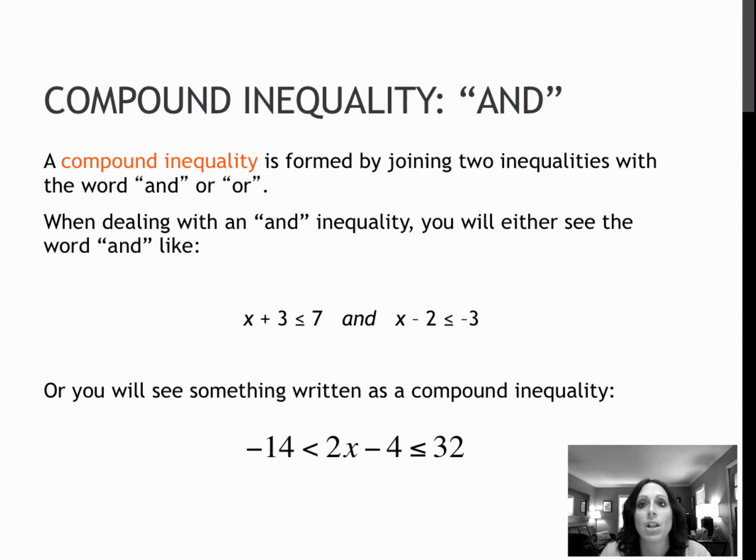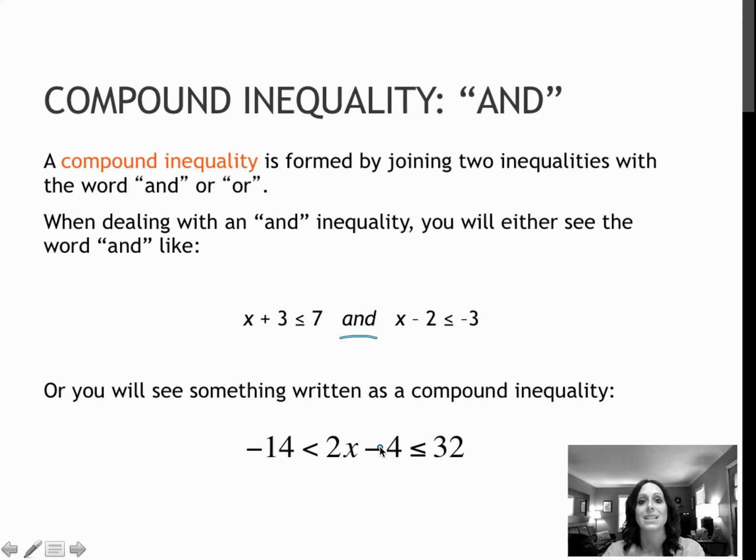So a compound inequality that deals with and. There are two main categories, there's and and there's or. In this case, we're going to start with and. One way that you'll see it is with the word and. So you'll have one inequality and another inequality. It might look like this with an and in between, or it could look like this, which is a compound inequality.